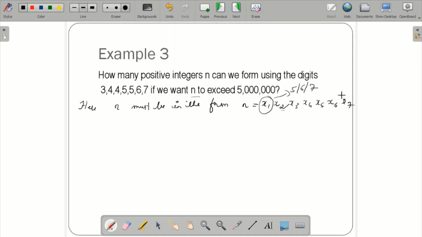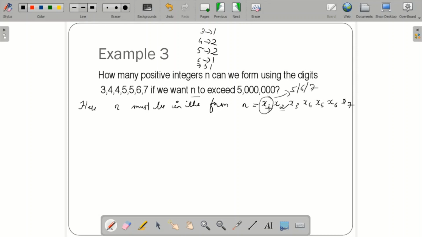Remaining can be any of these digits. So if you put 3, it cannot exceed. If you put 4 also, you cannot exceed. You should put either 5 or 6 or 7. So out of this, write here: 3 is repeated once, 4 is repeated twice, 5 is repeated twice, 6 is repeated once and 7 is repeated once. So x1 can be either 5, 6 or 7.